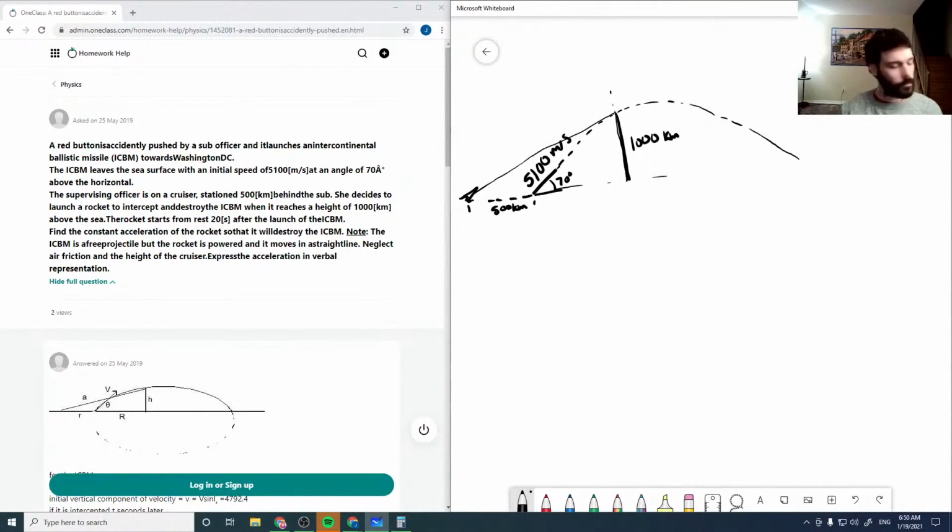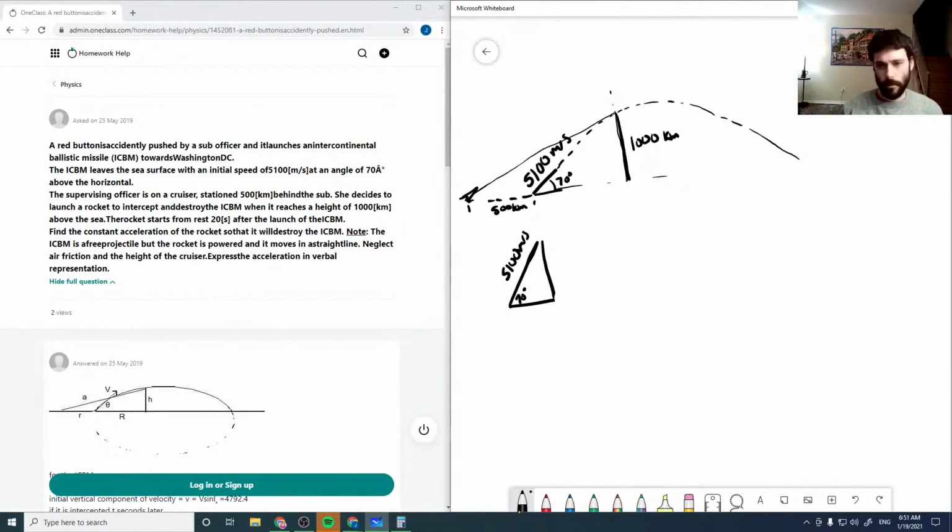So to start off, we've got 5,100 meters per second at an angle of 70 degrees. I realize that angle is nowhere near 70 degrees, so I'm just going to make it slightly better. 70 degrees I think would be more like that. So 5,100 meters per second, a slightly more accurate triangle.